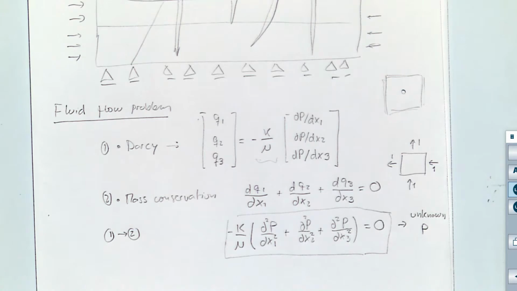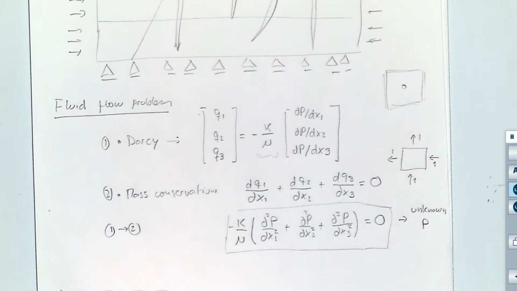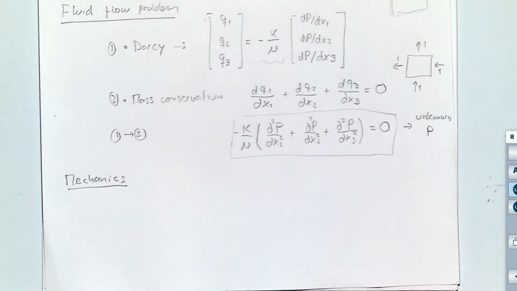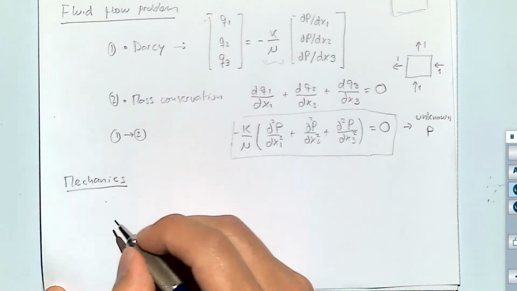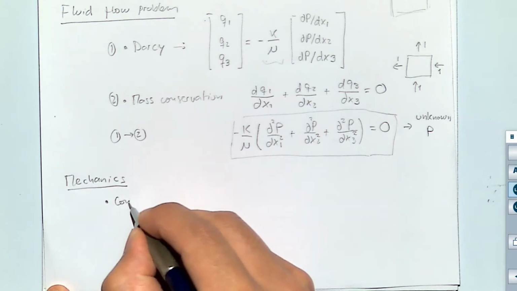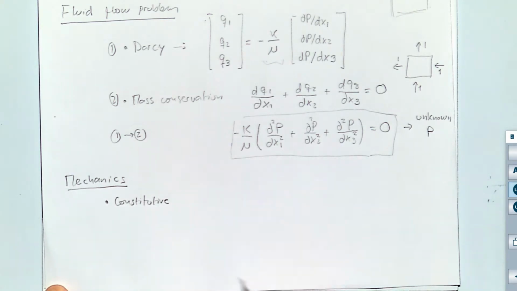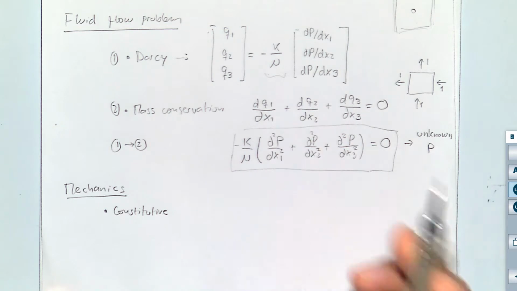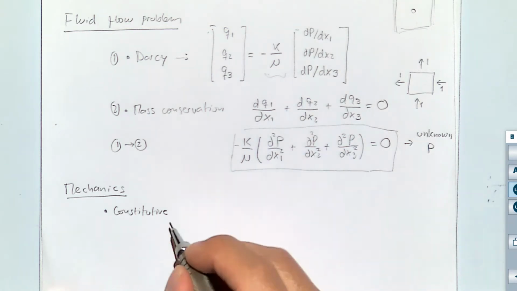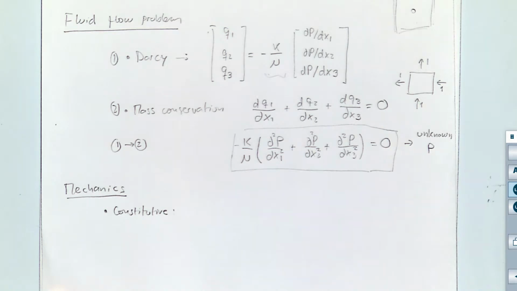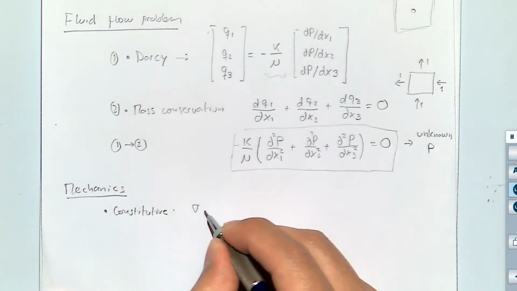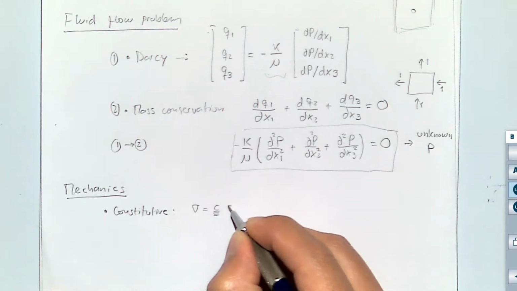Now let's come back to mechanics. In mechanics, you can do something very similar to what we just did. But what you use instead of Darcy is going to be changed by the constitutive equation. Notice that Darcy tells you about the property of the rock because you have permeability, and also a property of the fluid because you have viscosity. Well, in mechanics, the properties of the rock are going to come from the equation, for example, that tells you what is sigma as a function of strain.